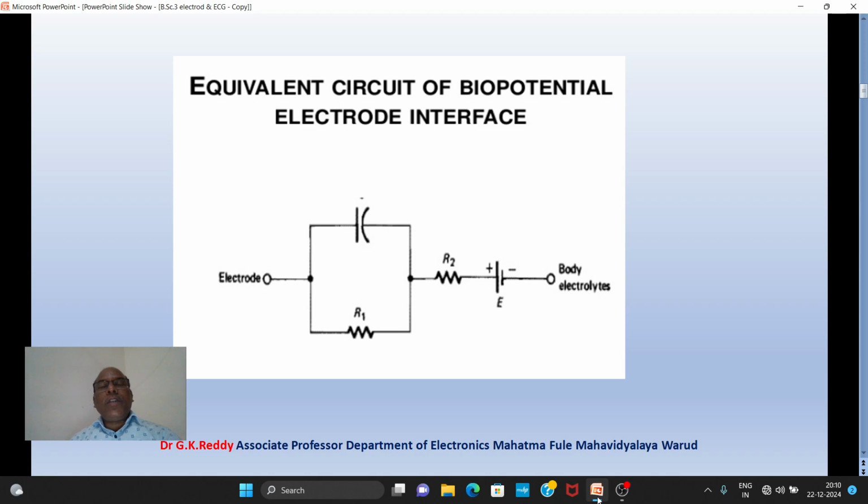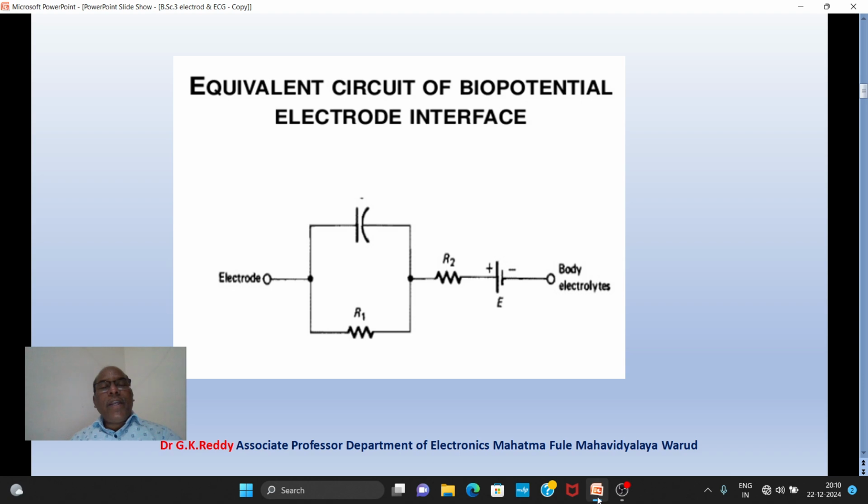What is the equivalent circuit of the biopotential electrode interface? In this particular circuit diagram, we see two electronic components. First one is a capacitor, second one is a resistor. The capacitor is an electronic component which can be used to store charge, while the resistor is an electronic component which can be used to oppose the flow of current.